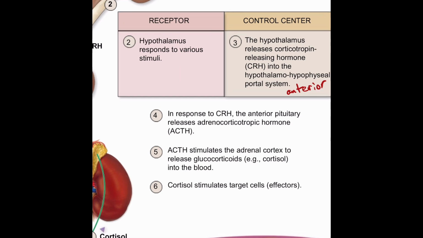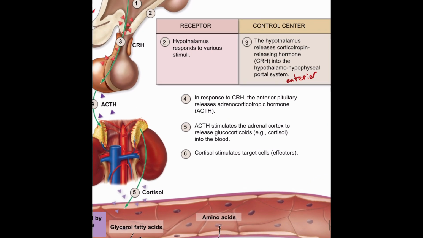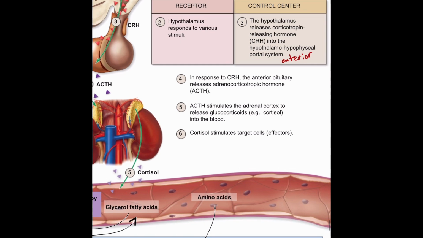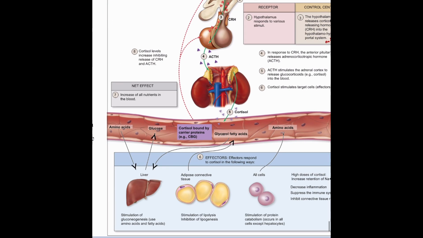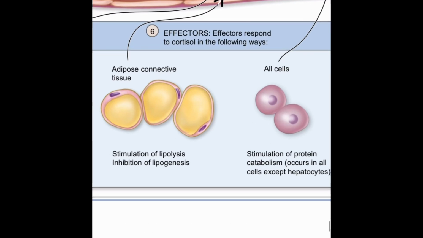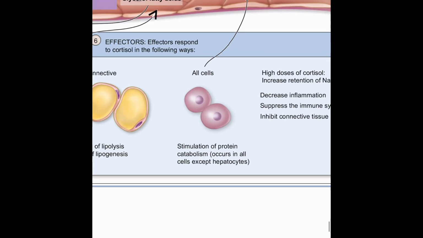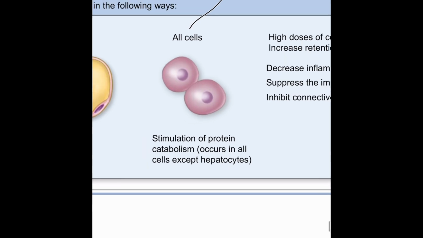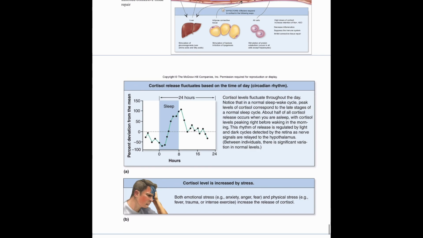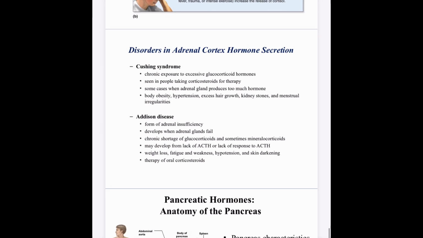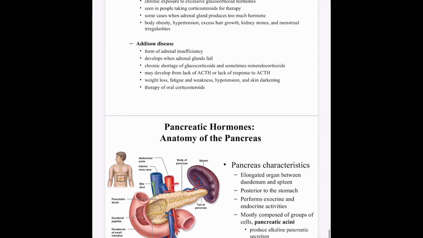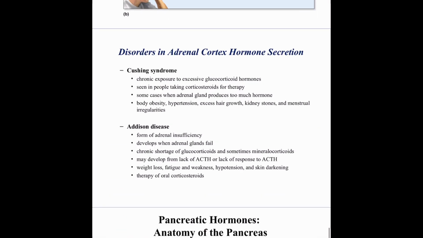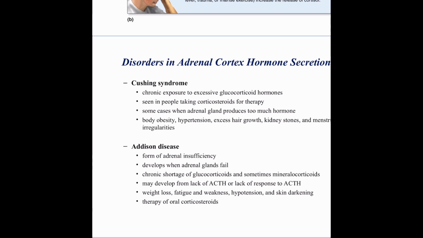Adrenocorticotropic hormone stimulates the adrenal cortex to release the glucocorticoids, right? So the cortisol and the corticosterone. Cortisol stimulates the target cells, increasing nutrients in the blood. So stimulation of lipolysis, inhibition of lipogenesis. So we're just trying to get all that stuff out there into the blood. Stimulation of protein catabolism occurs in all cells except hepatocytes. Again, more disorder stuff. For some reason, I want to say if you're going to remember any disorder, memorize the Cushing syndrome.